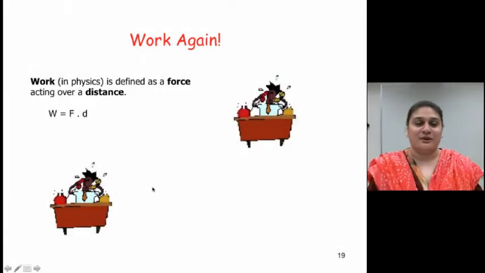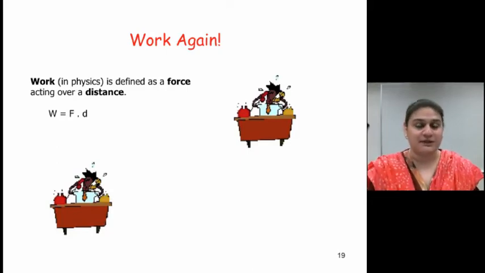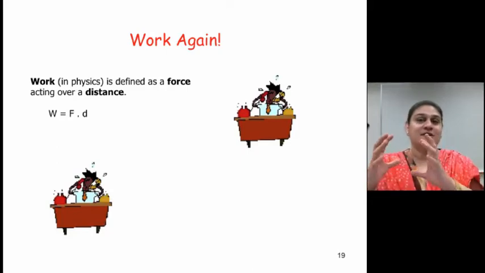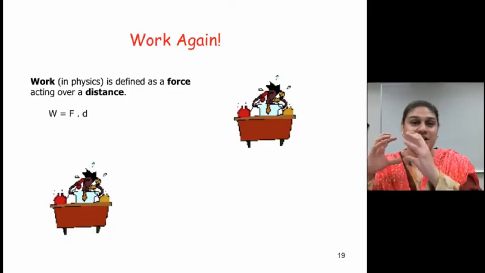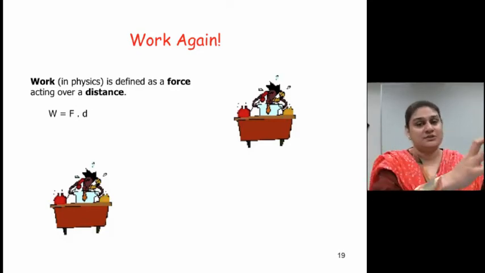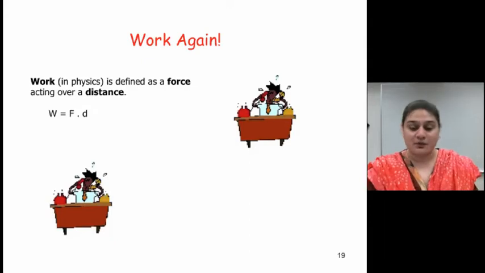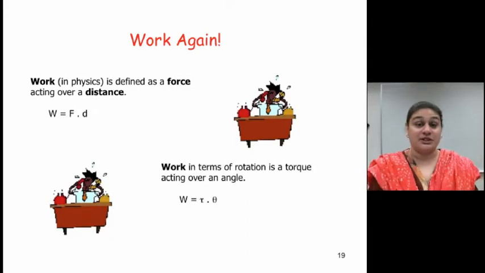So now let's talk about work again. In physics, work is defined as a force acting over a certain distance. For example, if you were to consider work being done, you have to take an object and move it through a certain distance. So now what about work in terms of rotation?